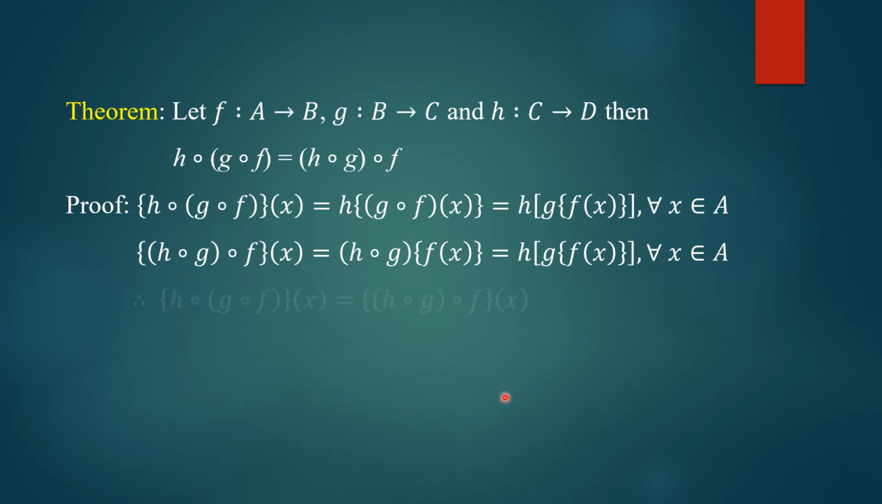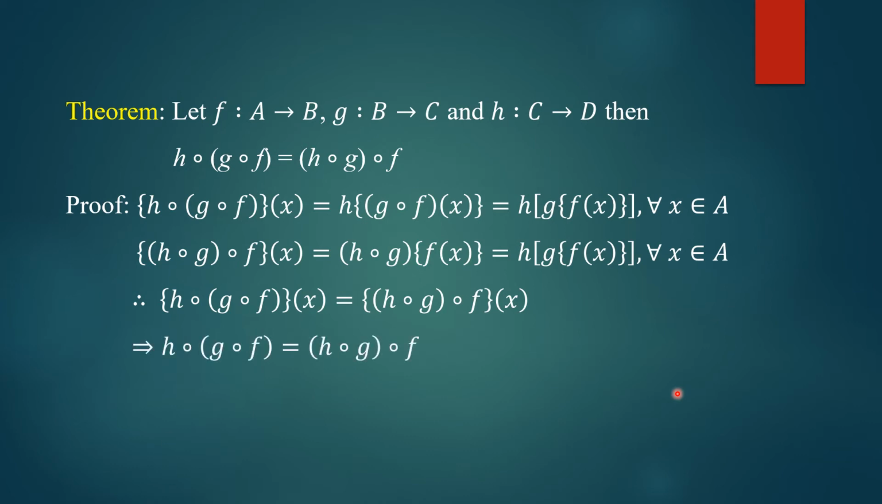So you write that one, h o g o f of x is equal to h o g o f of x, and then you can say these are the images of x under this total function and they are equal. So we can say that these functions are also equal. So we have written here h o g o f is equal to h o g o f. Okay.